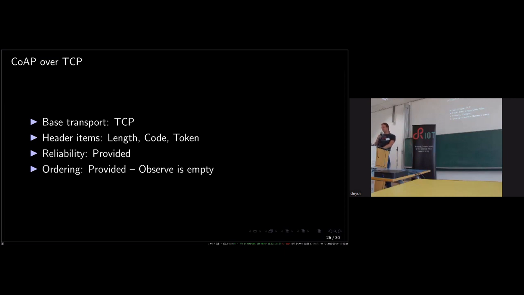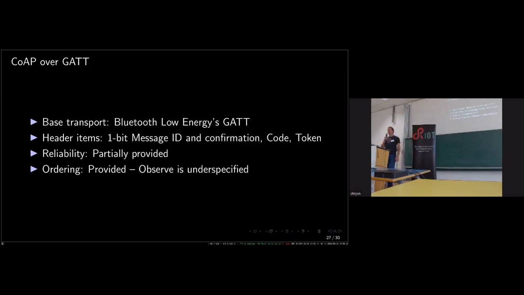And to give one final example, CoAP over GATT has an even more exotic baseline layer because the reliability guarantees of GATT are unidirectional. And then again we get ordering. So the header items can be slimmed down to 1 byte plus the code plus the token because that is what is suitable for that particular transport.